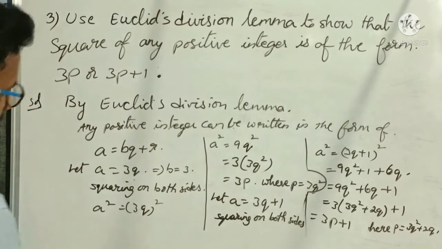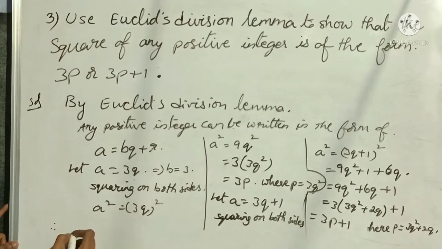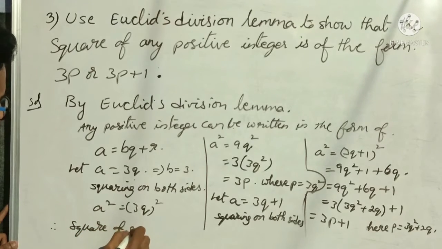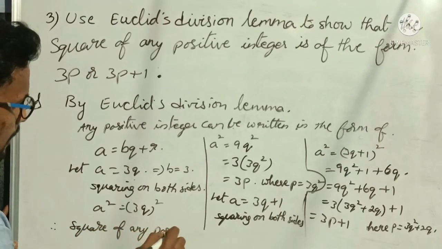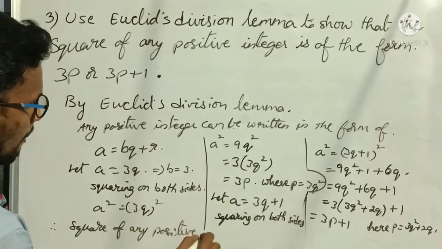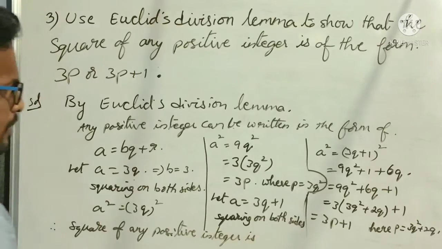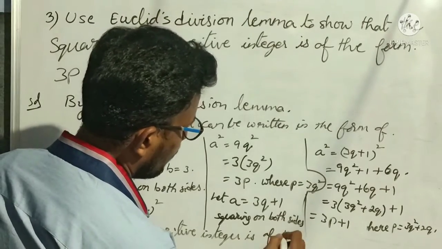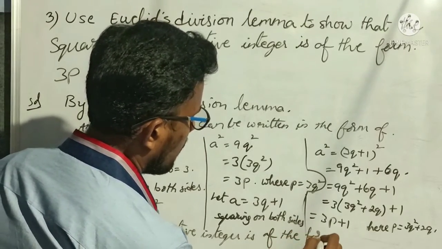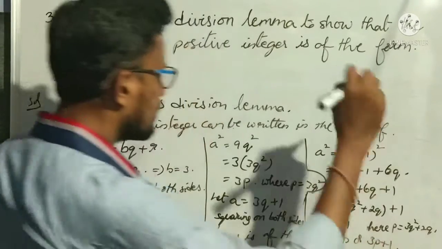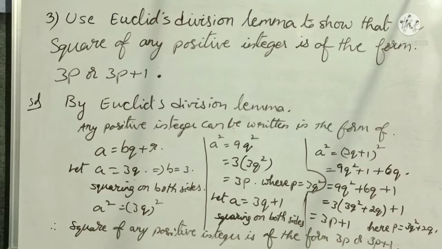So last step I am writing continuously here. Therefore, square of any positive integer is of the form 3p or 3p plus 1. Okay. So this is the third problem.